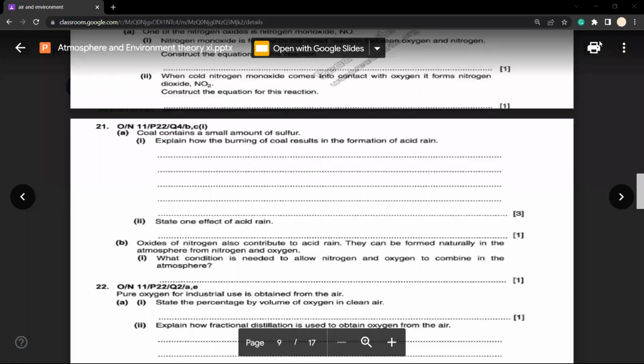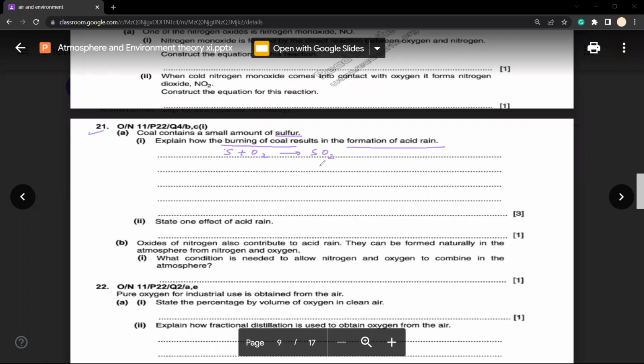So here's one past paper question. Let's attempt it because it's related to the topic. Coal contains a small amount of sulfur. Explain how the burning of the coal results in the formation of acid rain. When the coal burns, the sulfur present in it is going to burn in the presence of oxygen, forming sulfur dioxide.